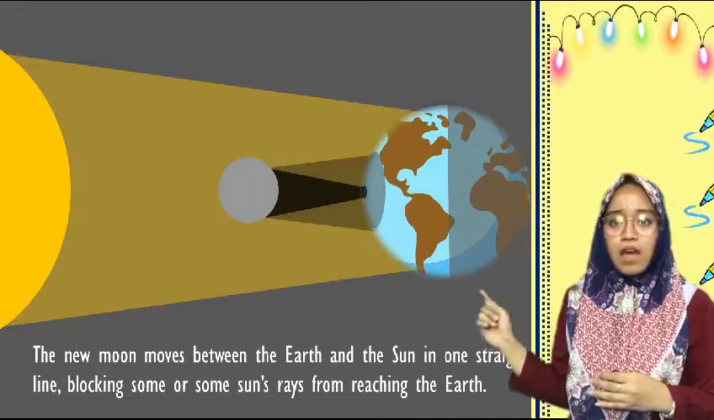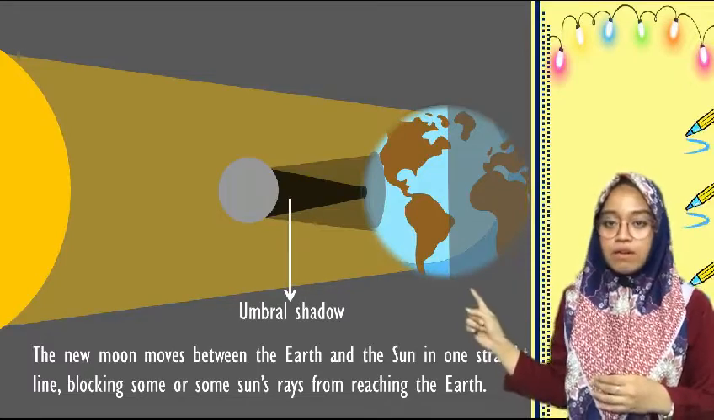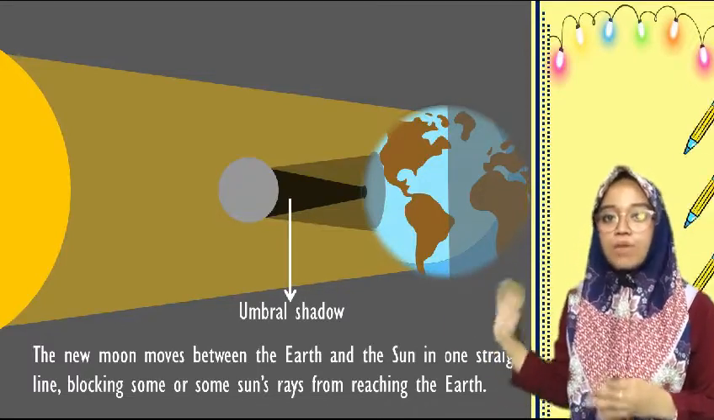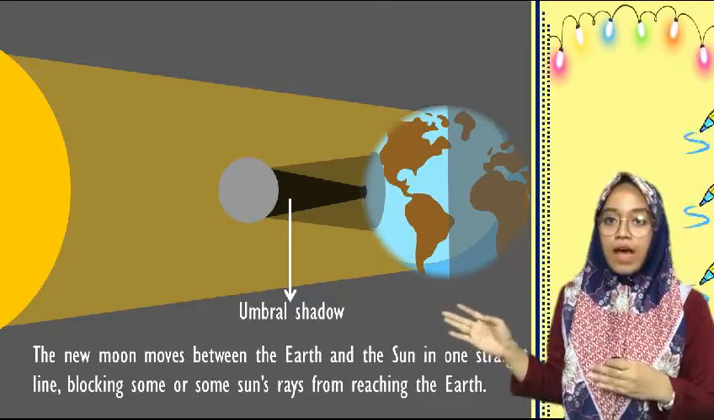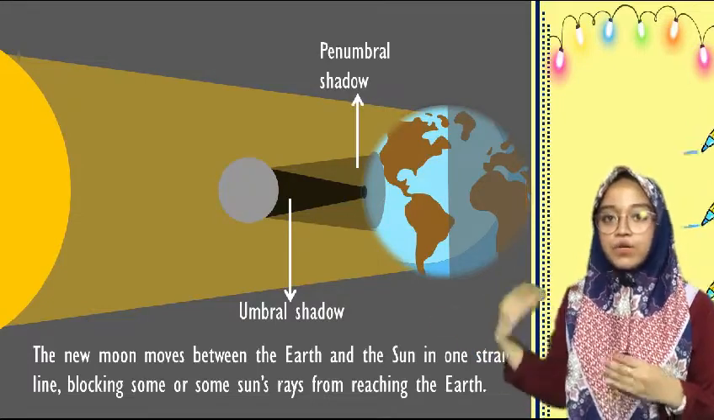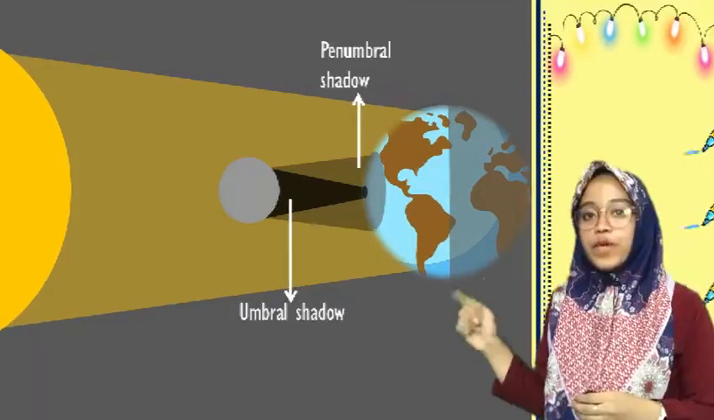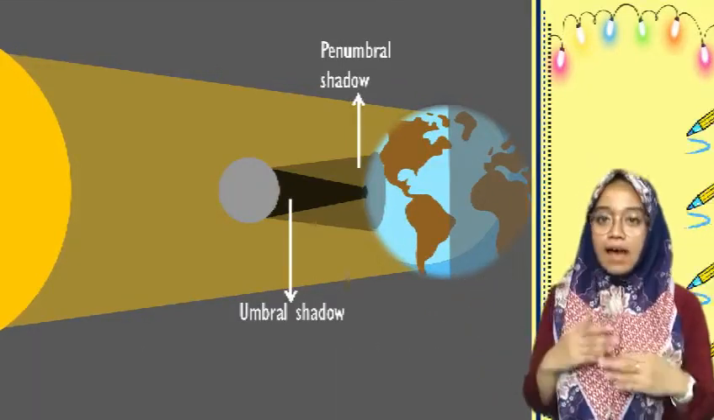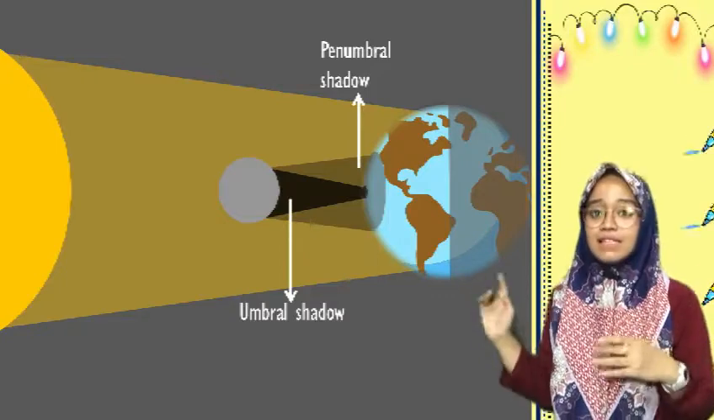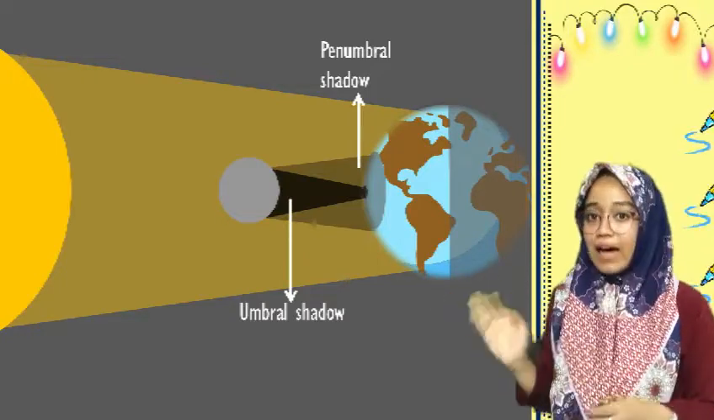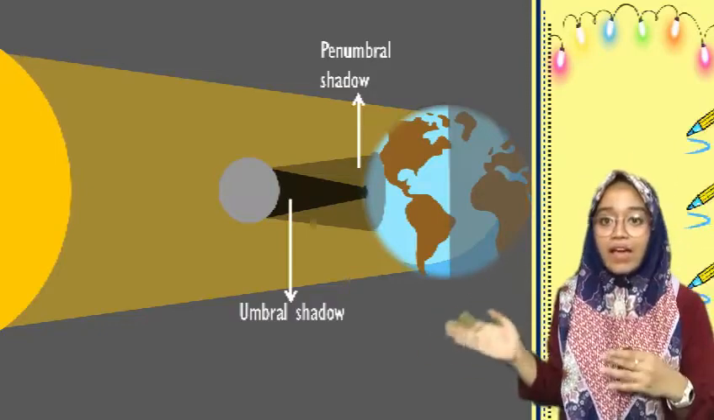In a solar eclipse, there are two types of shadow. First is the umbral shadow, which is the smaller and darker shadow. And the second is the penumbral shadow, which is the larger shadow. We know that the sizes of the Sun, Moon, and Earth are different. But in this event, in the sky, the Sun and Moon look like they have the same size.